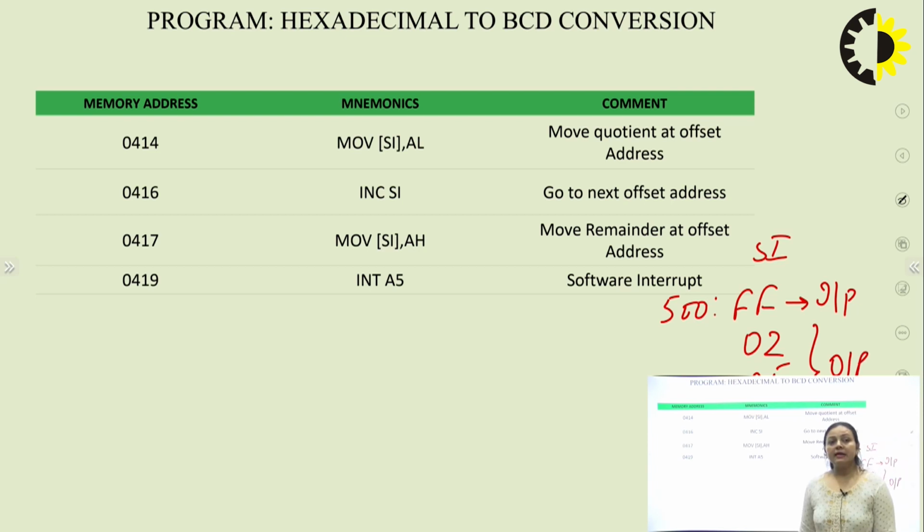So in this way the hexadecimal number has been converted to a BCD number. So you have just got the unpacked BCD numbers from a hexadecimal number. And the last instruction is again INT A5, that is your software interrupt, like we used to use the RST5 in case of 8085.